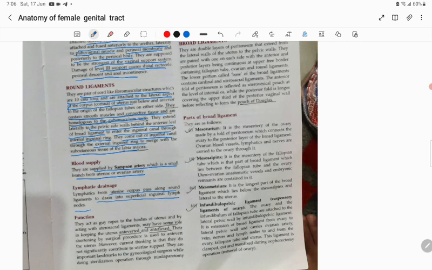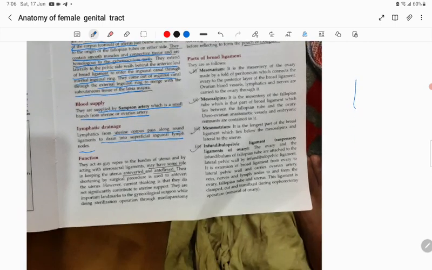The function of the round ligament is to act as a guy rope for the fundus of the uterus, acting with the uterosacral ligament. Along with the uterosacral ligaments, they may have some role in keeping the uterus anteverted and anteflexed, but they are shortened by a surgical procedure. They do a shortening procedure to antevert the uterus. However, current thinking is that they do not significantly contribute to uterine support.